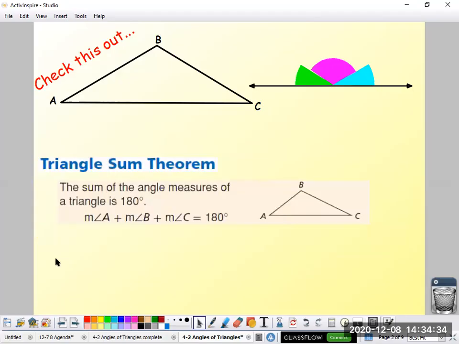This is what's called the triangle sum theorem. The sum of the angle measures of any triangle, every triangle, is 180 degrees. So all the inside angles of a triangle, add them together, they will equal 180 degrees.